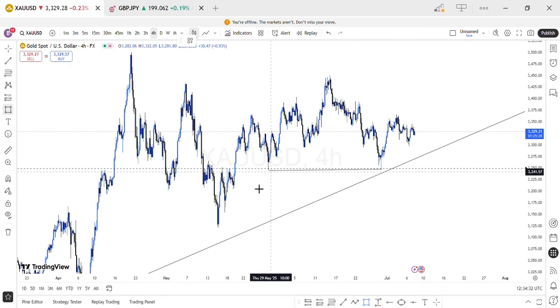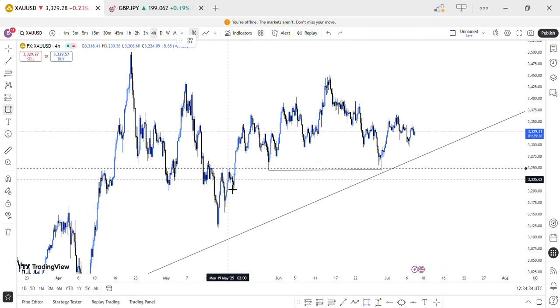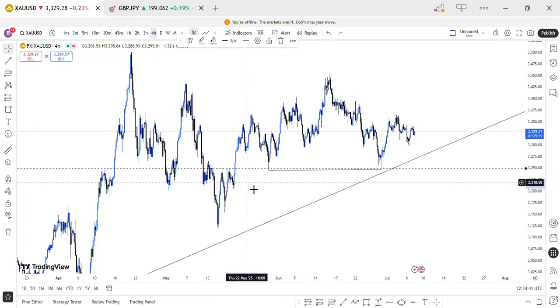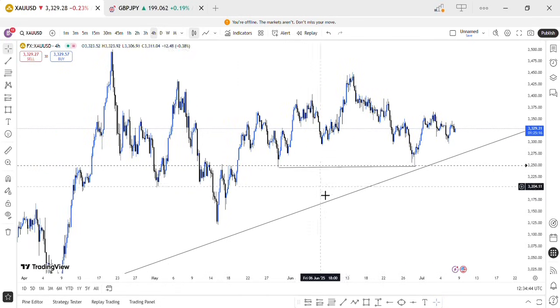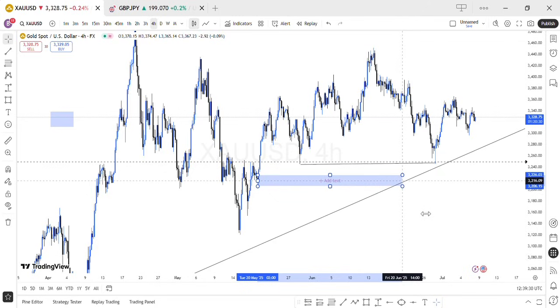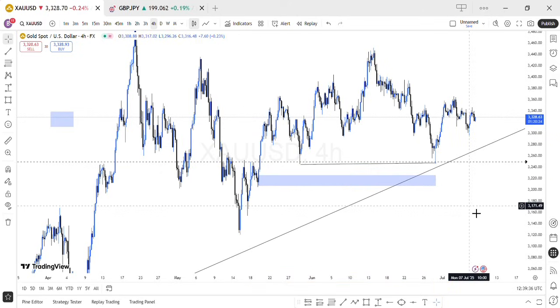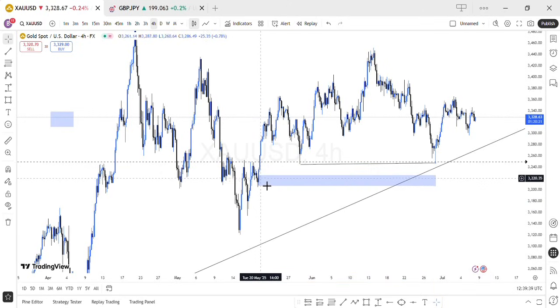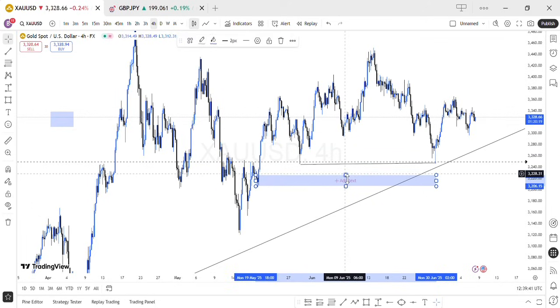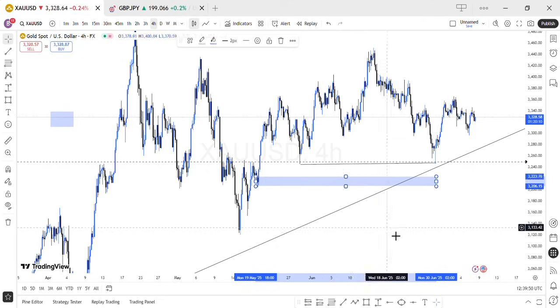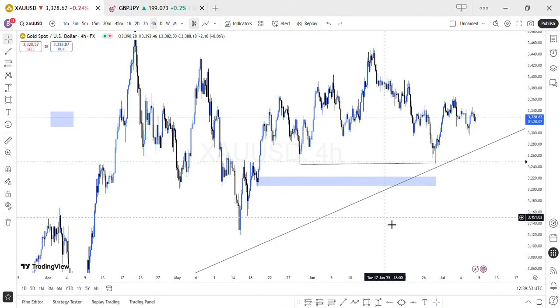So what is price going to do? After I sweep my liquidity, I'm going to take out the nearest point of interest that's over here. So to me, this is another block over here. So this is actually what I will be expecting.